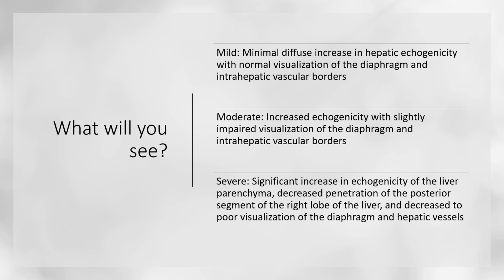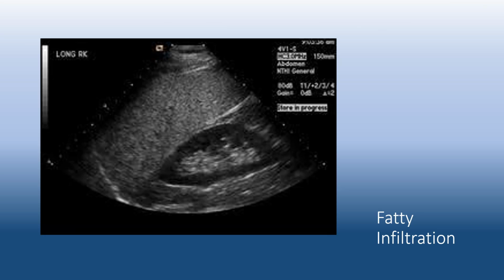So it becomes what we call dense, and those vessels and that diaphragm become harder to see. If it is severe, there will be a significant increase in echogenicity of the liver. The liver itself will be very bright. You will have decreased penetration of the posterior segment of the right lobe of the liver. You get a lot of attenuation of the ultrasound signal, so the deeper portions of your image will be very dark, and it will be very hard to see the diaphragm and the hepatic vessels. So here's an example of that fatty infiltration.